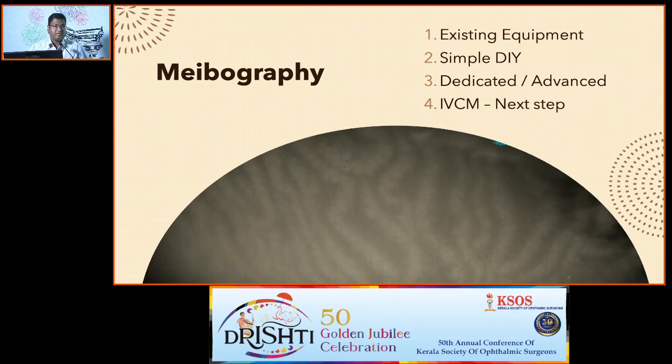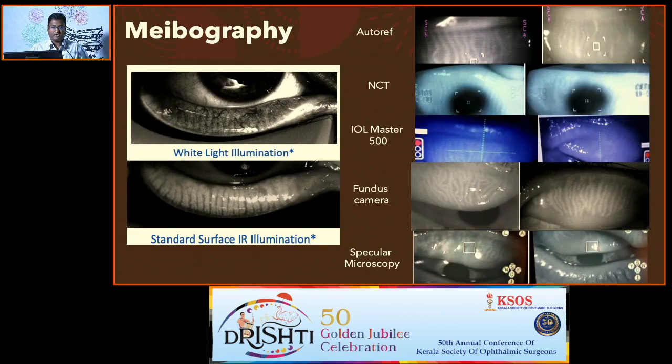Now, meibography is not something that needs special equipment. You can do it with your existing equipment, or there is a simple DIY I will share with you. Then there are dedicated equipments and also IVCM if you have access to it. This is white illumination, and with surface IR illumination, the meibomian glands stand out. These are different equipment readily available in your OPD: your autoref, NCT, IOL master, fundus camera, and even specular microscope. If you just evert the lids, you can beautifully see the meibomian glands.